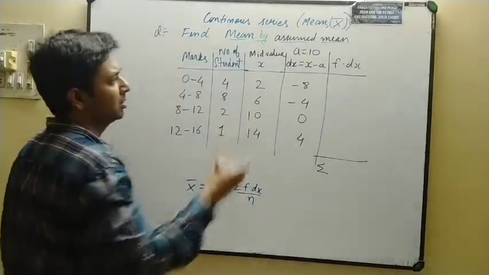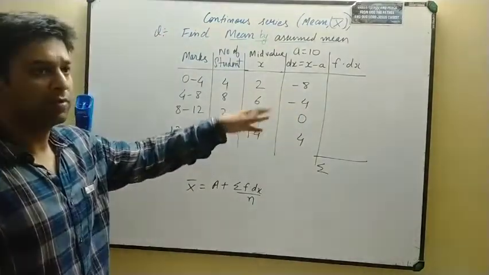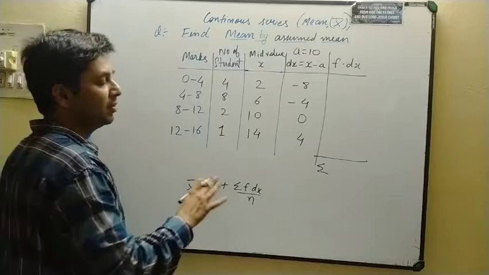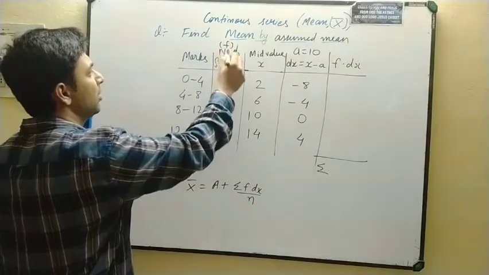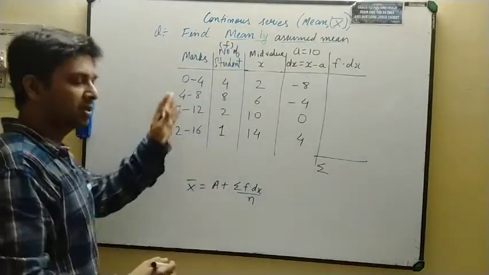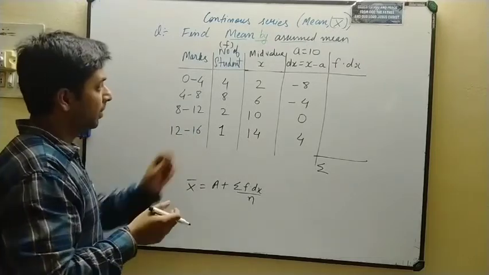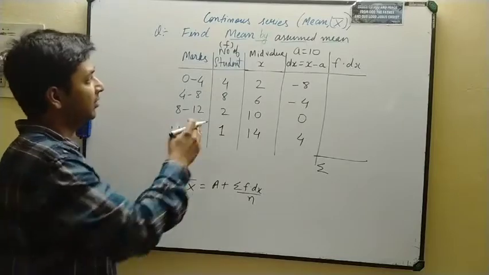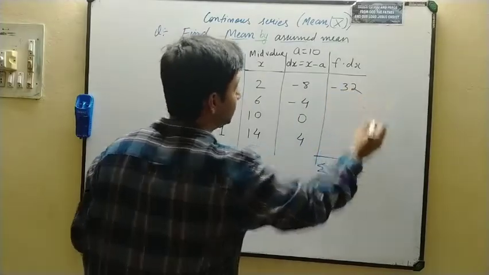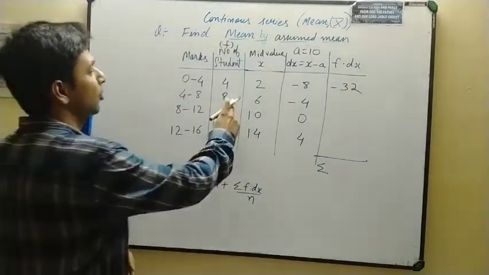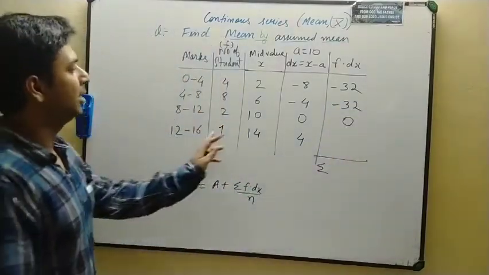See, two deviations are in minus because these are smaller values than 10, and this one is higher. Now what are we supposed to do? This is f into dx now. F is the number of students, because this is the class interval, these are marks, so this is not a frequency. This is the frequency, so we are going to multiply these two values. Like 4 eights are 32, but the sign will be minus. Again 4 eights are 32, sign will be minus. This will be 0. Then the last one will be 4.